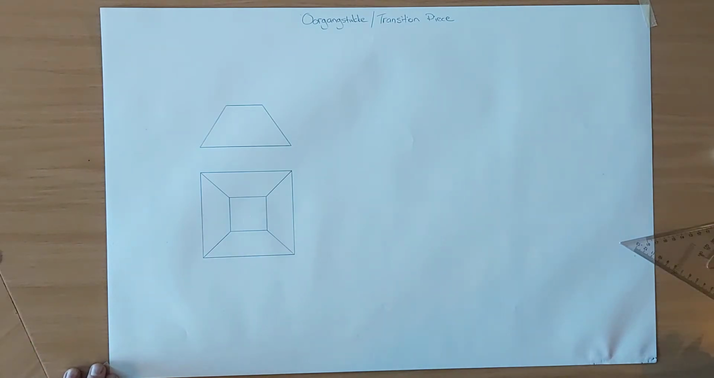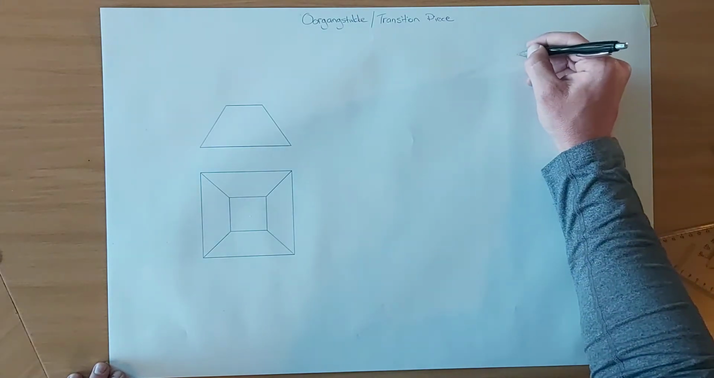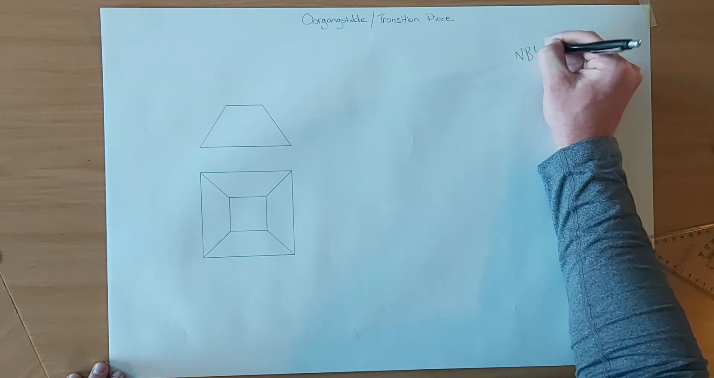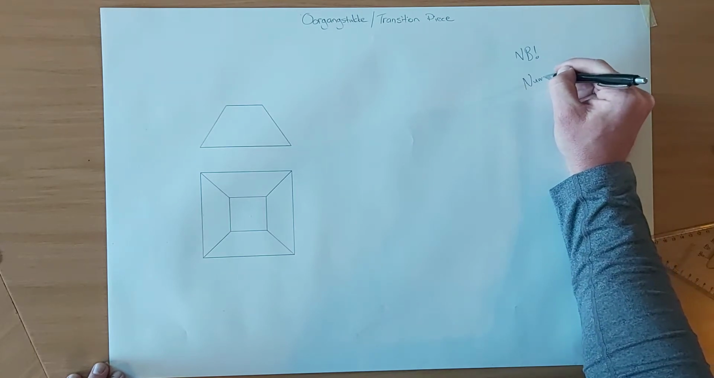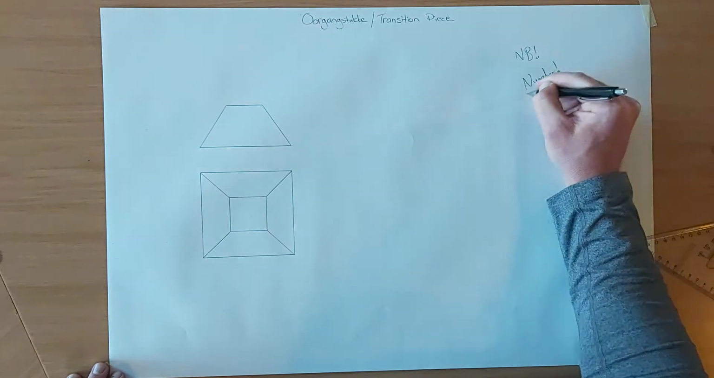Okay, so the most important thing you have to remember when we do transitional pieces is to number. So I'm going to write here NB: number. So please remember to number.